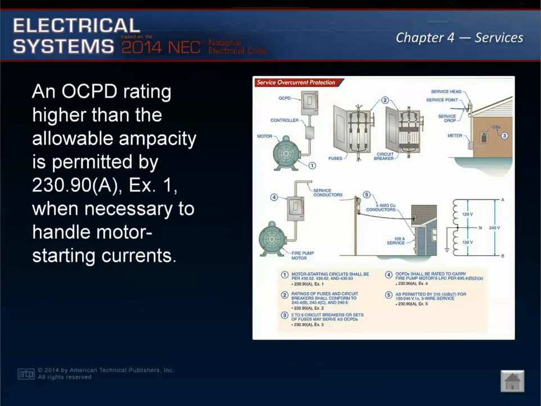There are particular installations where application of this rule can be difficult. Motor starting current, for example, can increase up to 6 times the full load running current. In these cases, the overcurrent protective device shall be sized to permit the motor to start. A rating higher than the allowable ampacity is permitted by Article 230.90(A) Exception 1 when necessary to handle motor starting currents.